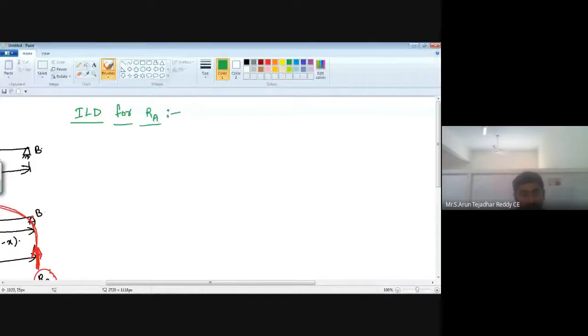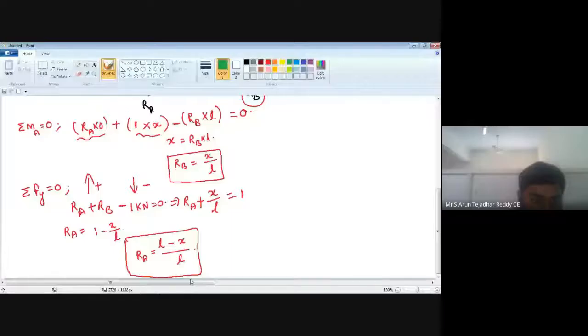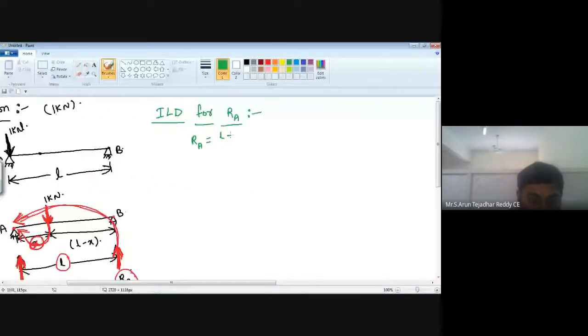How to find out ILD for RA? Generally, just now we got the RA value. What is the value of RA? That is (L minus X) by L. This is our RA value.